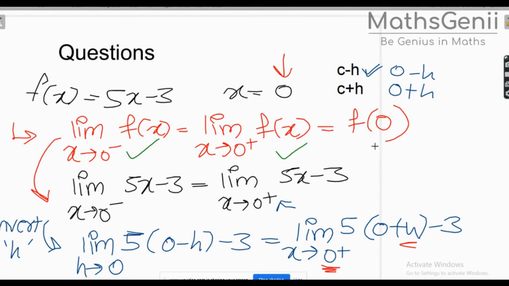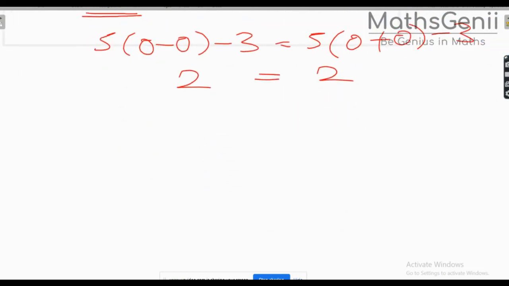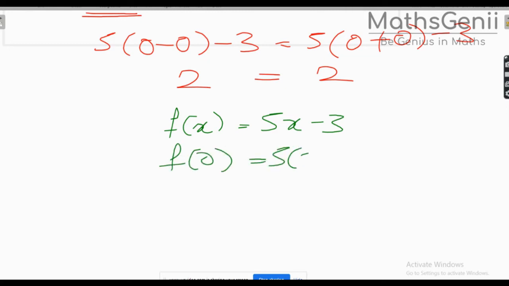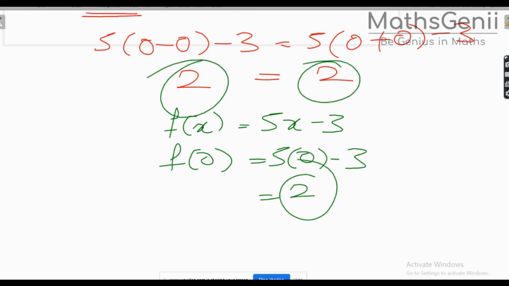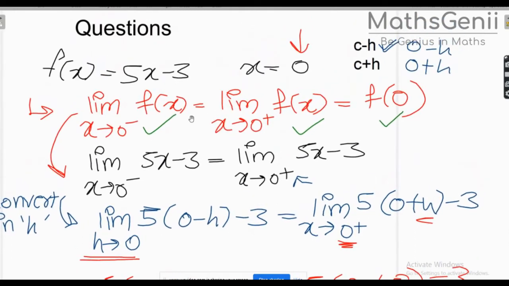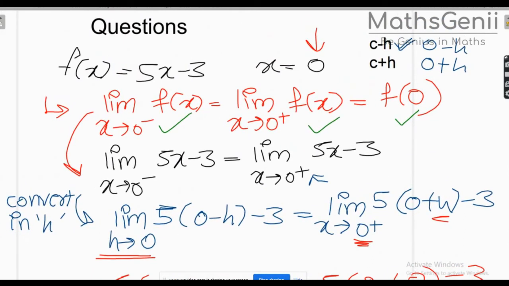Now what remains is finding f of 0. How do you find f of 0? Firstly, what is your f of x given in the question? This. What do you want to find? F of 0. Most easiest part. 5 minus 3, it's 2. So here you have 2, here you have 2, here you have 2. So thrice you have proved that yes, it is equal, and that is why it is continuous.